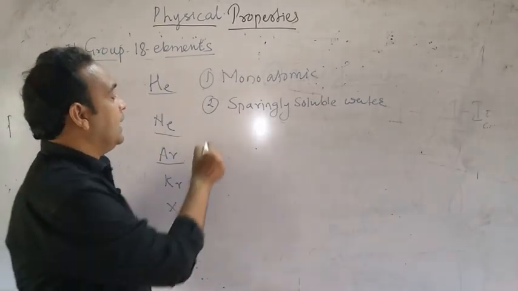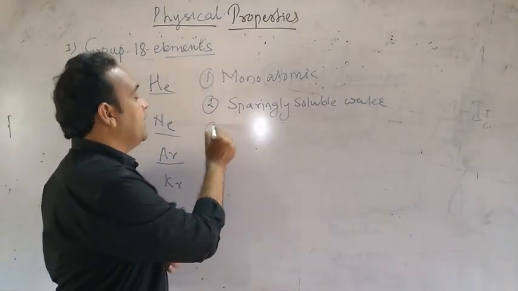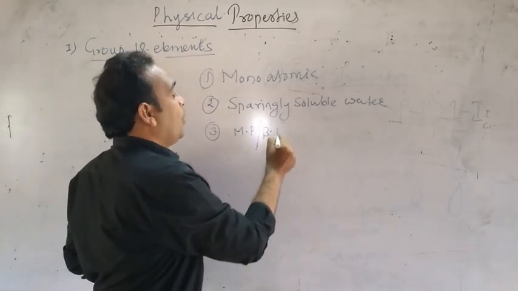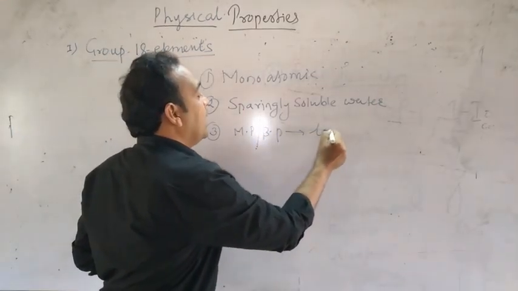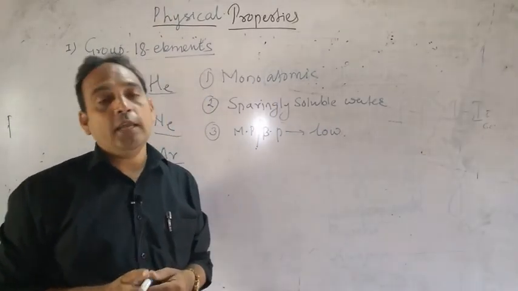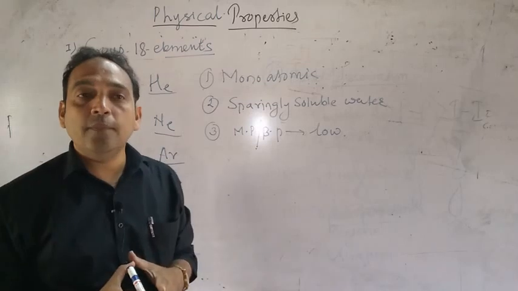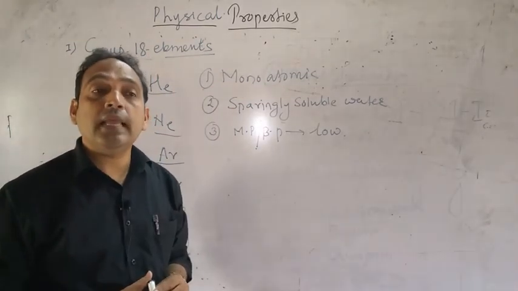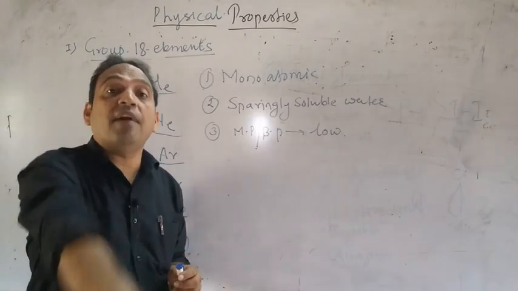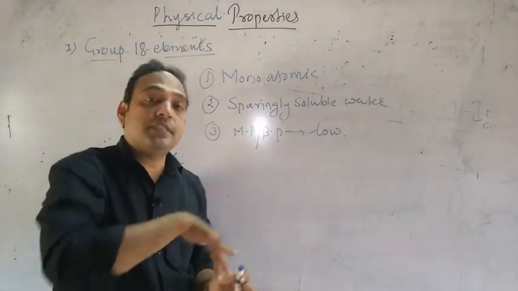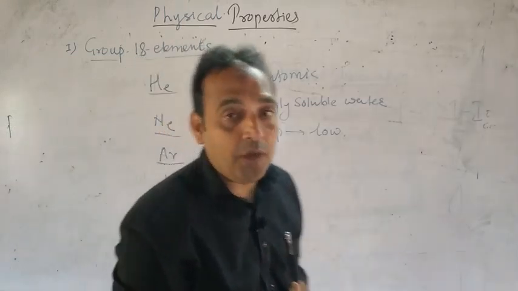And third and last physical property of these elements: the melting point and boiling point of noble gas elements is low. Melting point and boiling point of noble gas elements is low. Means we can say these noble gas elements can be easily liquefied. Gaseous molecules convert into liquid state, gaseous state converts into liquid state.